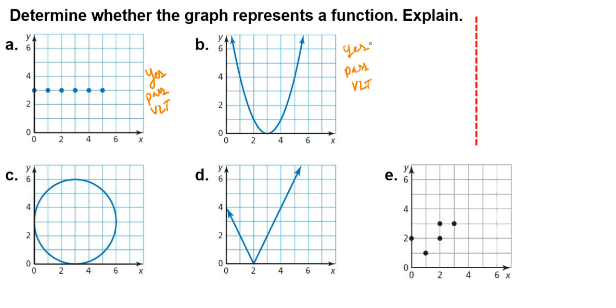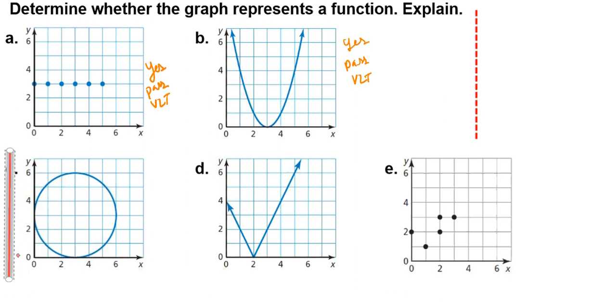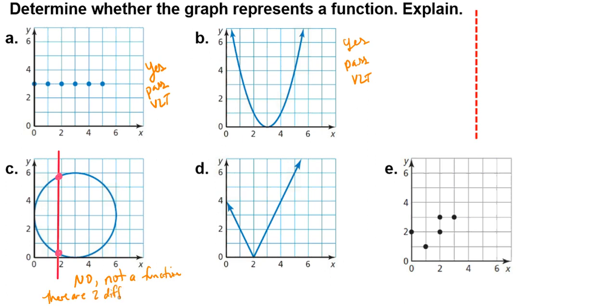Let's try letter C. So here, if we take our vertical line and we move it across C, we see that it's going to touch in 2 places, right here and right here, and that's not okay. So this tells us no, it's not a function because there are 2 different outputs for 1 input.